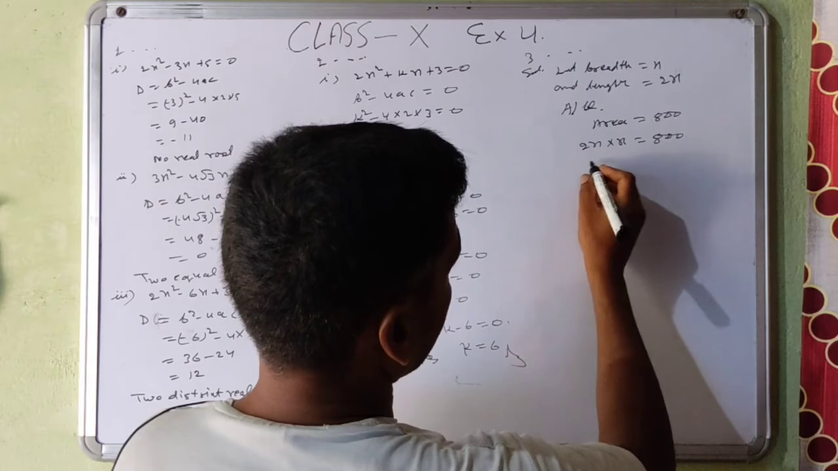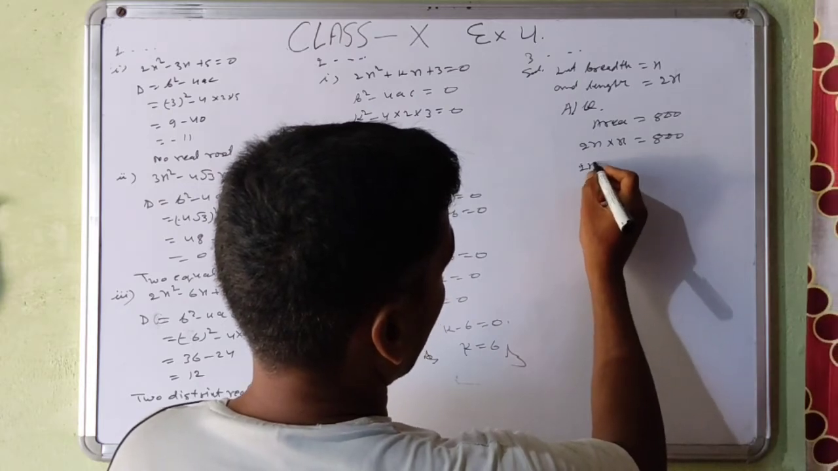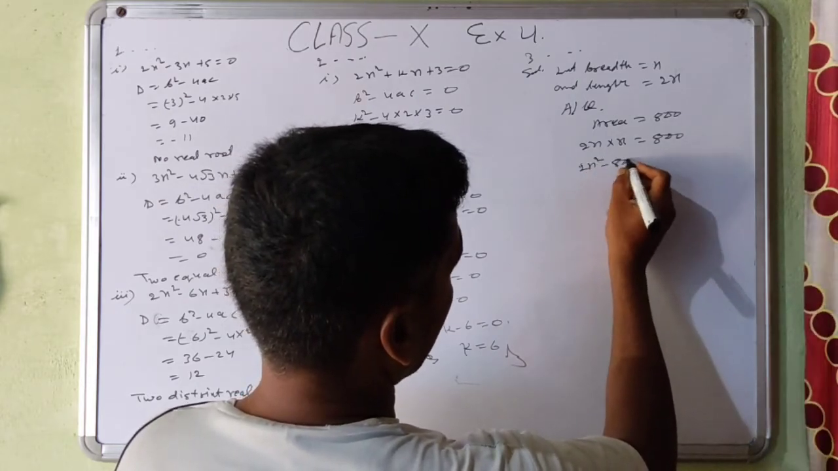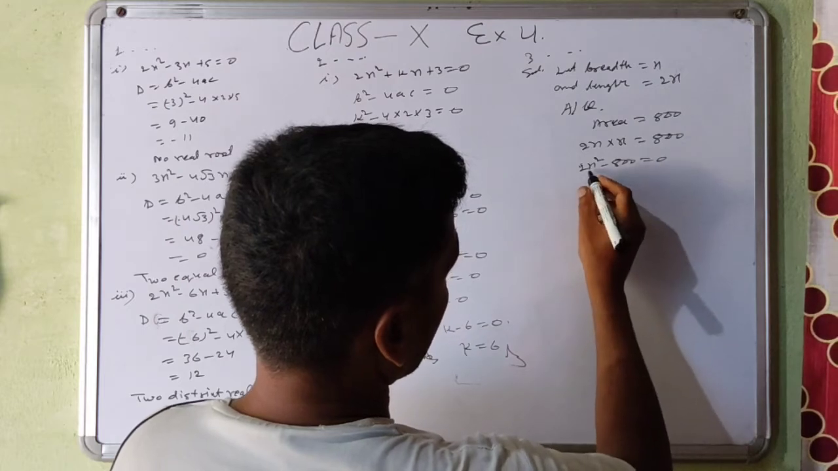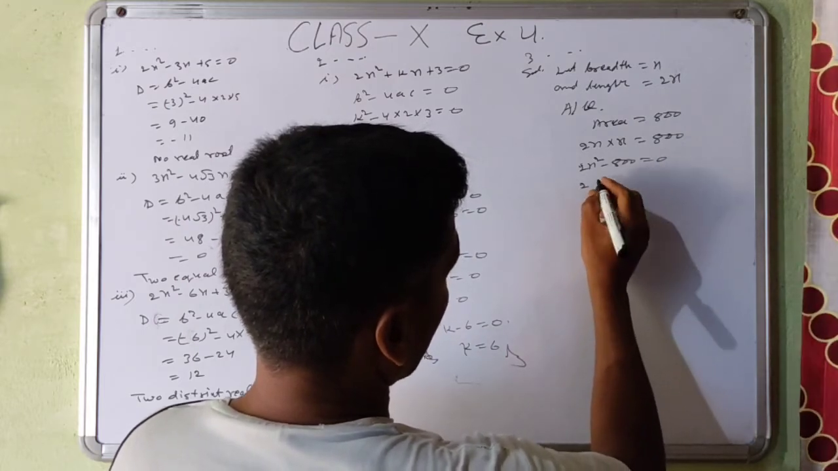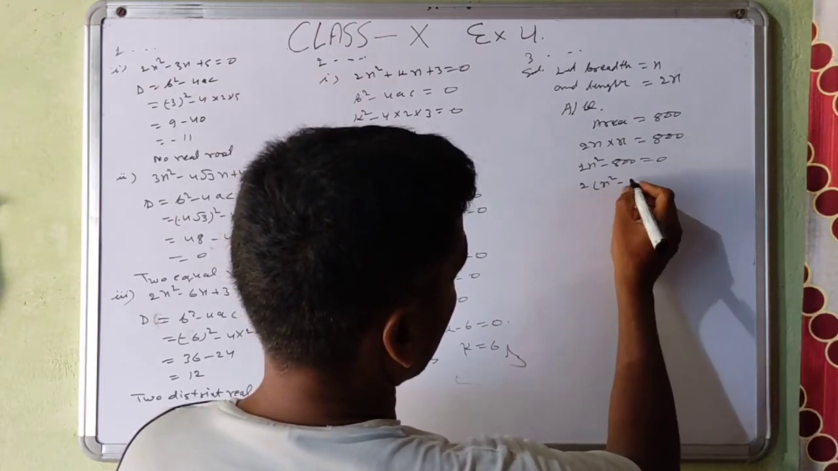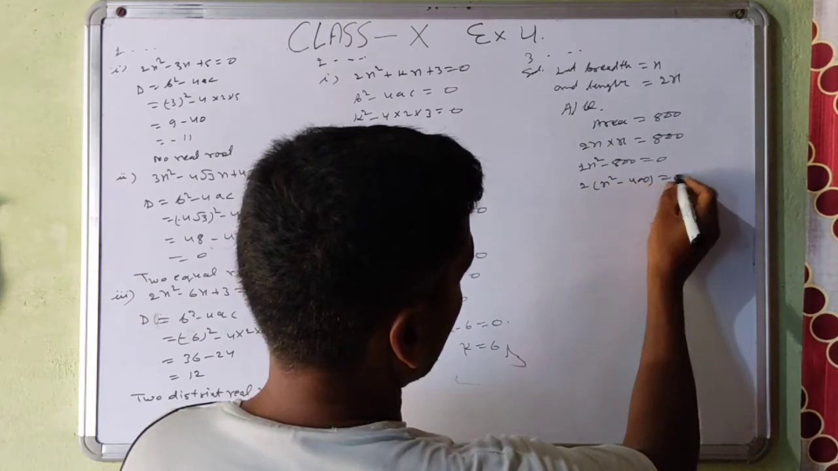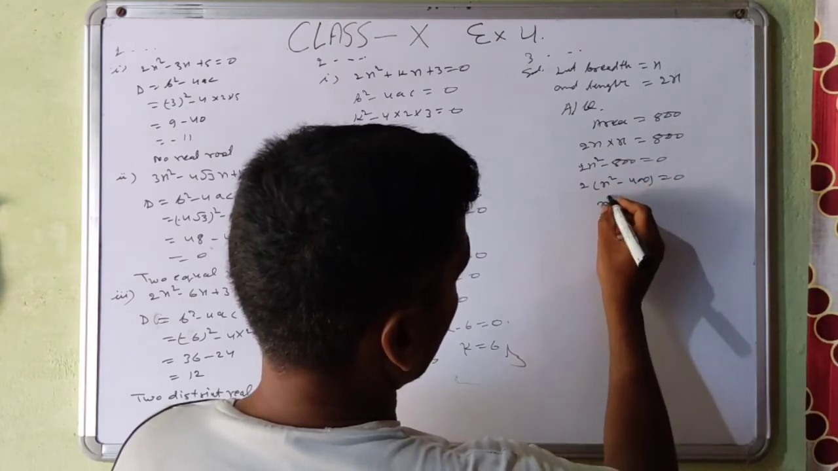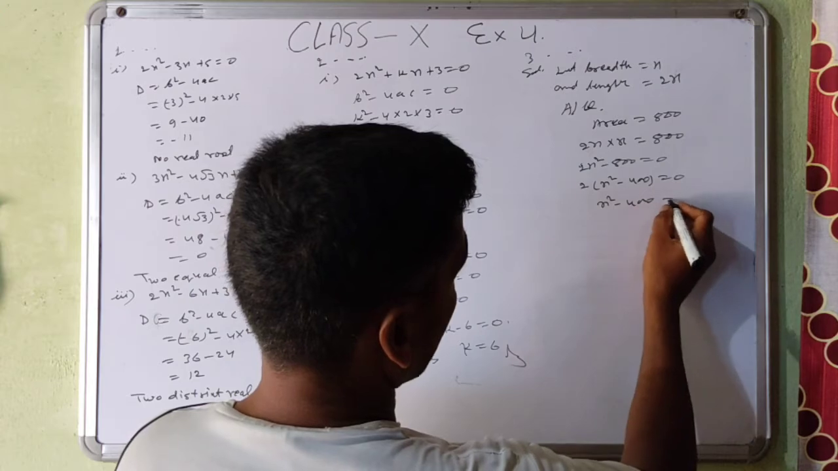So that will be 2x square minus 800 is equal to 0. So 2 can be taken common. So x square minus 400 is equal to 0.